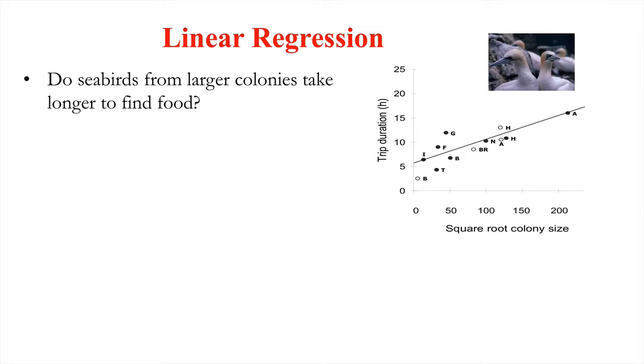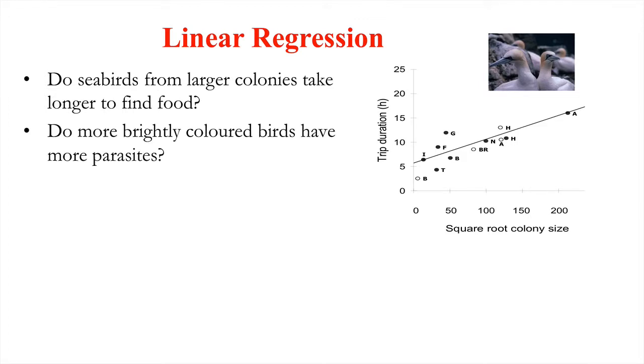The approach of linear regression is widely used because we often ask questions about relating one continuous variable to another. For example, we could ask, do seabirds from larger colonies take longer to find food? And this is what we'll be looking at in a later example. Here's the trip duration against the square root of the colony size. And we're simply asking, as the colonies get bigger, does the trip duration also tend to get bigger?